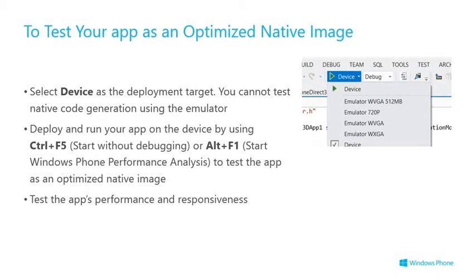Andy talked earlier about this whole optimized image and JIT compiling in the cloud and things like that. Well, it looks like we can do something kind of like that here in Visual Studio itself if you want to try it out. So rather than just hitting F5 to debug on the device, you can do Control F5 to start without debugging, or Alt F1 to fire up the phone performance analysis tool, and you can test the performance of your app as a native image versus a JIT compiled one, and so you can get a better sense of what the end user will expect.